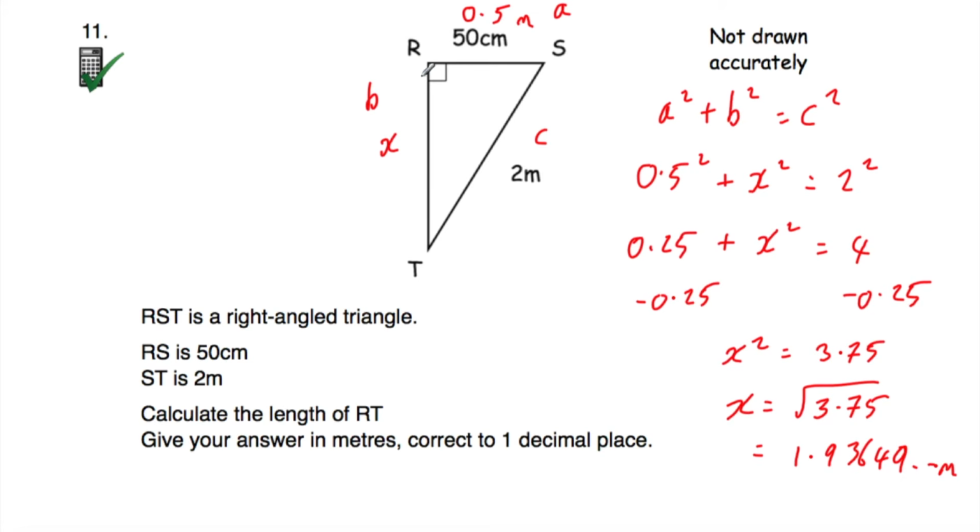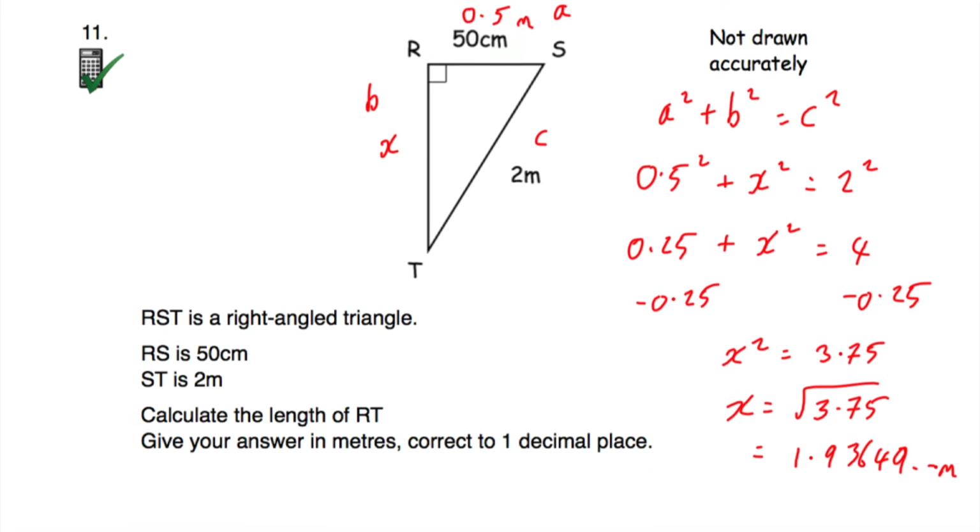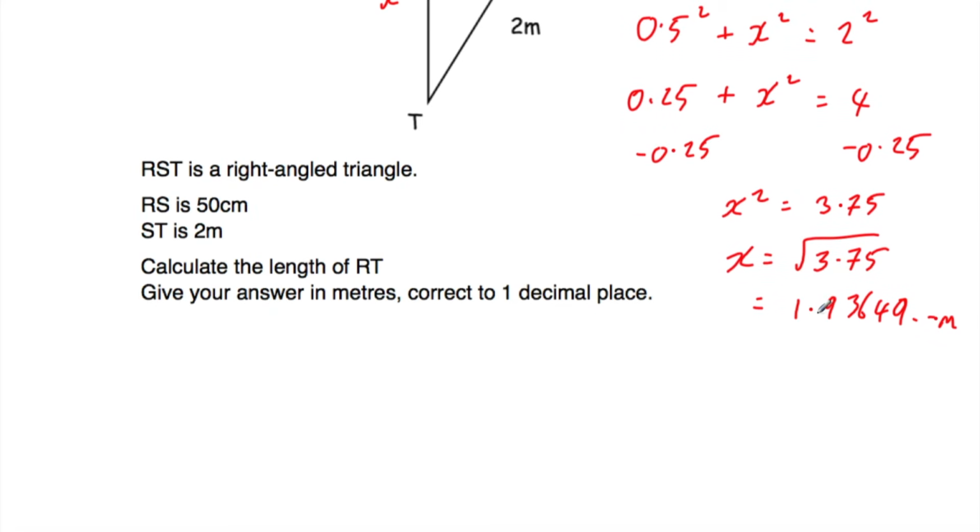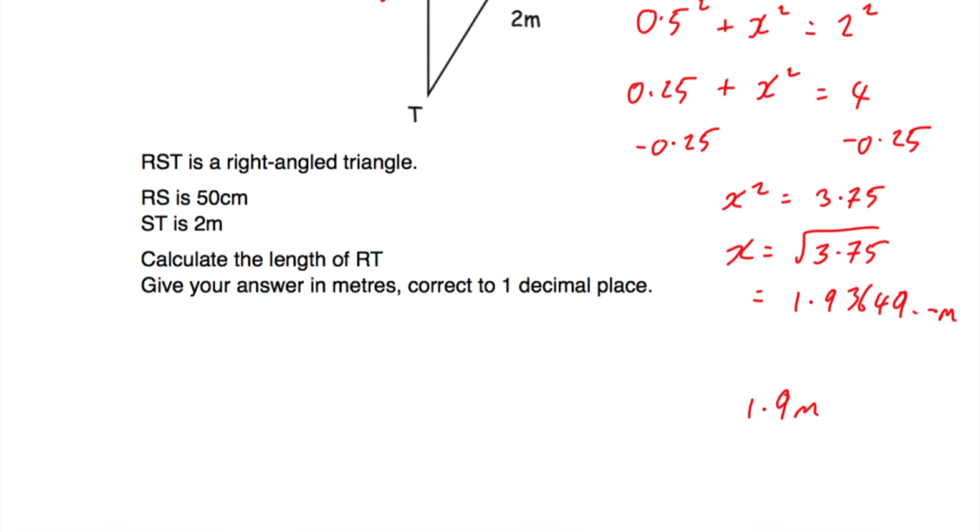So the length of this side, RT, is equal to 1.93649 and so on meters. Now I've been asked to give our answer to one decimal place, so we want to round this to one decimal place. So it's 1.93, so we're not going to round up, so it's going to be 1.9 meters to one decimal place. And that's it. Okay, let's have a look at our next question.